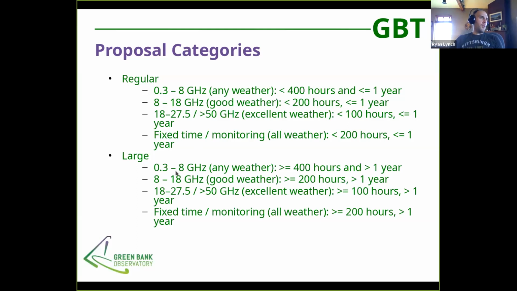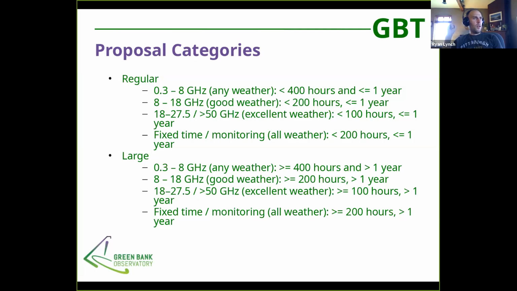At any rate, in the 0.3 to 8 gigahertz range, in Tony's slides had 0 to 8 gigahertz. I just put the lower range of the telescope. If we ever did go to lower frequencies, we could drop that number. But basically, below 8 gigahertz, you can observe pretty much any weather that we get outside of very high winds or heavy snow or something like that when the structure of the telescope needs to be considered. And for that, a regular proposal is less than 400 hours total time requests and less than or equal to 1 year. So you can propose for a project to be active for 1 year, 2 semesters, if you're submitting a regular proposal.